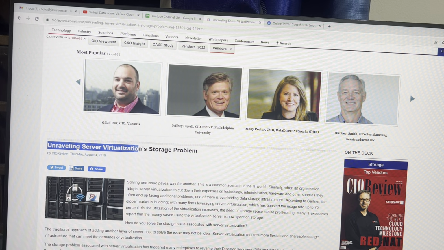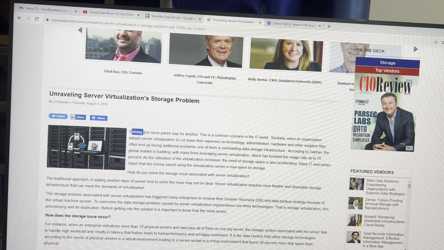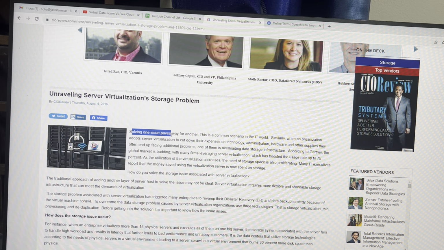Unraveling server virtualization's storage problem. Solving one issue paves the way for another. This is a common scenario in the IT world.